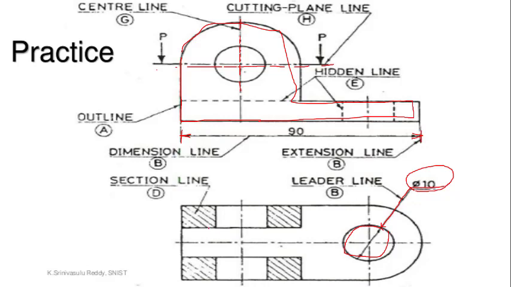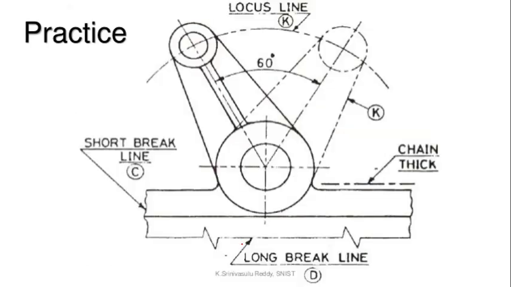These are the section lines which are parallel to each other, and the space in between them is 1 to 2 millimeter. You may keep 2 millimeter or 1 millimeter space, and the slope is 45 degree. So these were the different types of lines that you have learned.